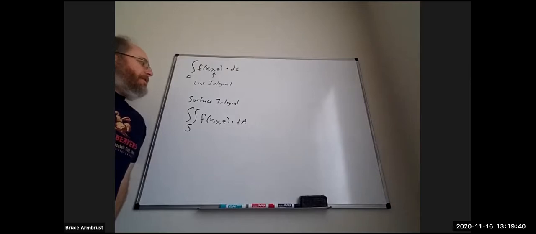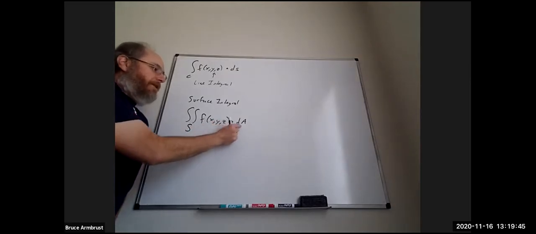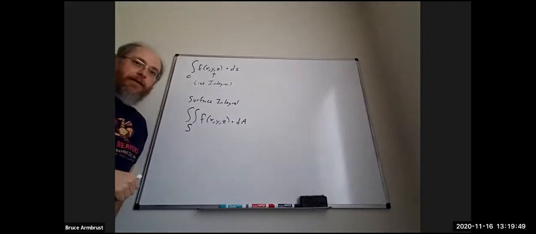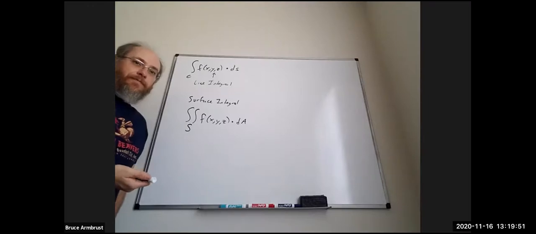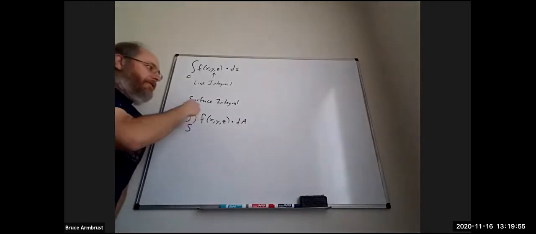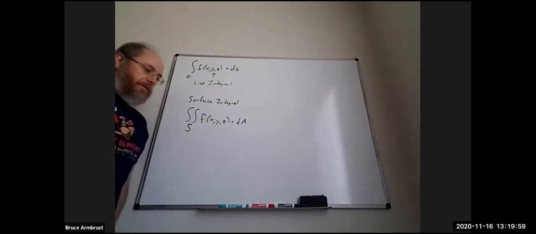Okay, so we're integrating the function. We're taking our function value times some little differential area on our surface. Okay, well, that should make sense. We're finding a surface integral that has to do with surface areas, so it has to be a little dA.